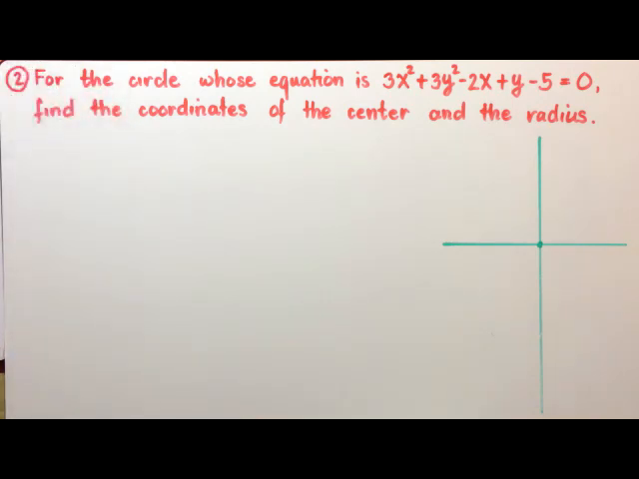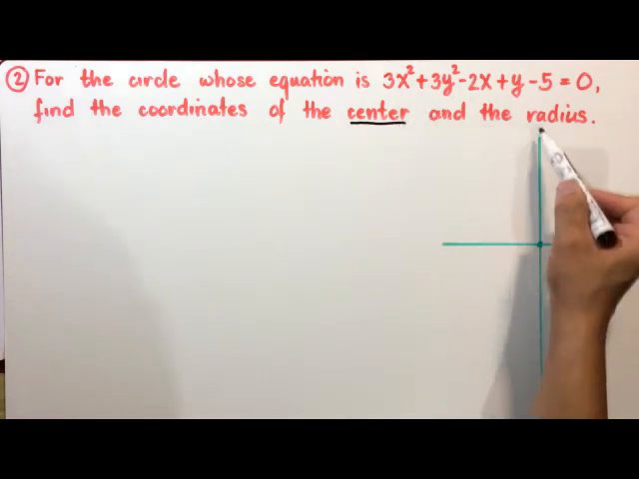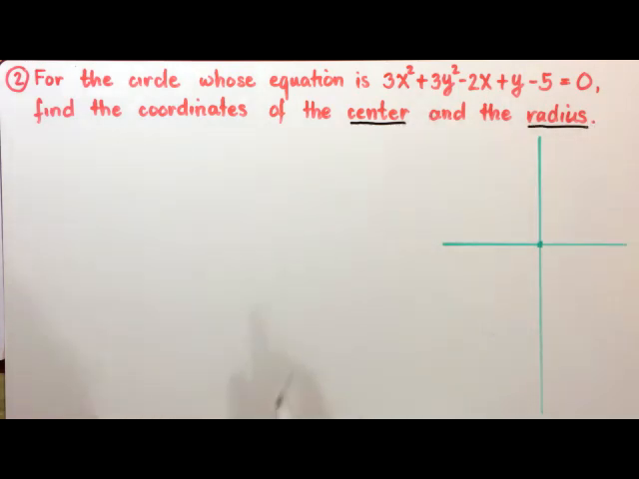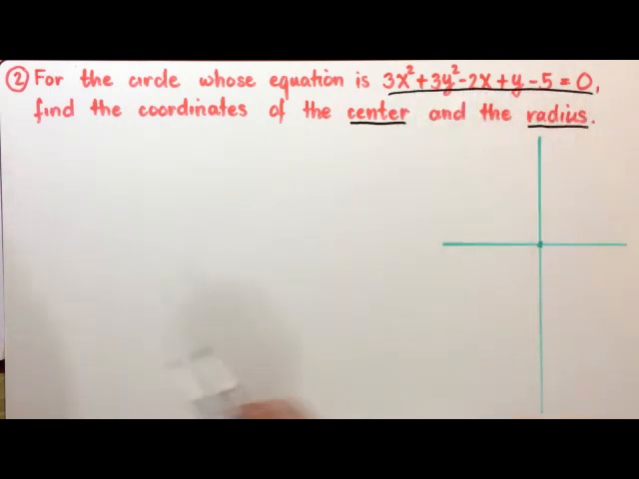For the circle whose equation is 3x squared plus 3y squared minus 2x plus y minus 5 equals 0, find the coordinates of the center and the length of its radius. So how are you going to solve for the coordinates of the center of the circle and the length of its radius when you are given the general equation of the circle?